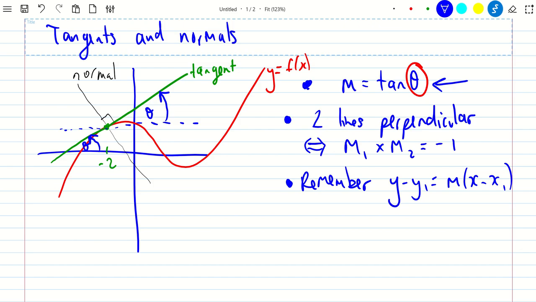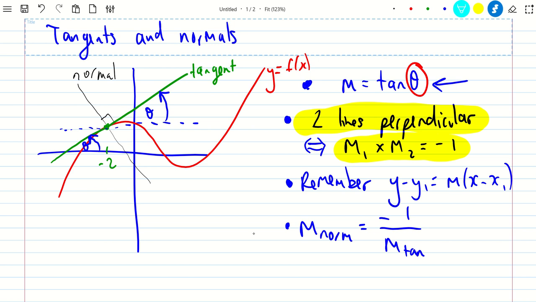The second thing we need to know is that if two lines are perpendicular, then when we multiply together their gradients, we get -1. What that means is if you're trying to find the gradient of the normal, that will be equal to -1 divided by the gradient of the tangent. Just keep that in mind. Remember that when we're trying to calculate gradients of tangents and gradients of normals.